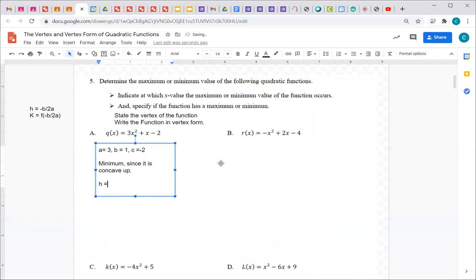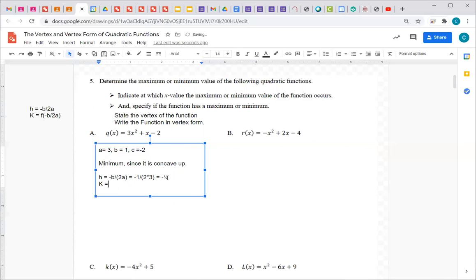The h value will be negative b over 2a. So that's negative b over 2a. Better to use parentheses just to be clear. Negative b over 2a. That is -1 divided by 2 times 3, right? It's plugging into the formula. That's the same thing as -1 over 6. Okay, all right. -1/6.